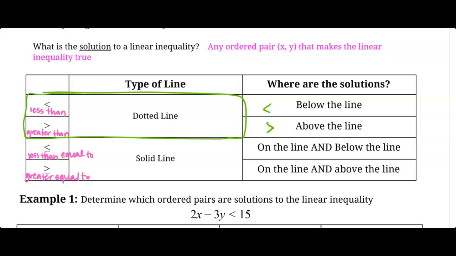If the symbol is less than or equal to or greater than or equal to, that means there's a solid line. Your shading for less than will be on the line and below. For greater than, your solutions will be on the line and above. The reason this one is a solid line is that things that are equal to the equation will be solutions. Whereas if it's dotted, your solutions go all the way up to the line, get as close as they can, but don't actually touch the line. The answers on the line will not be solutions because we're not including those points in our answer.